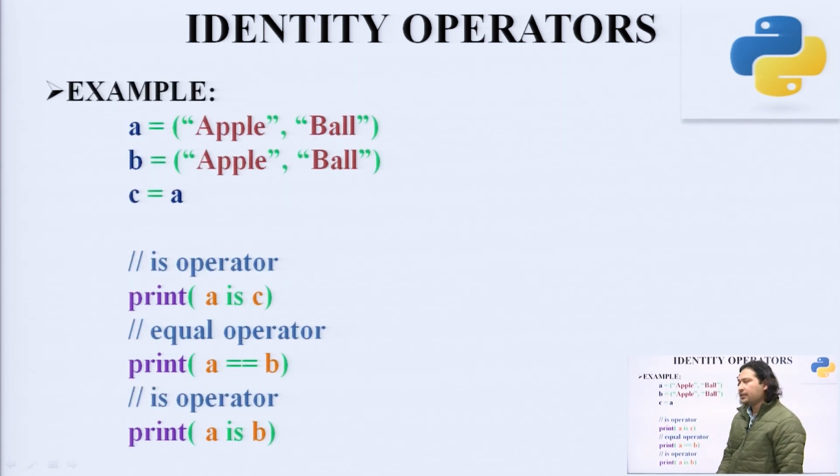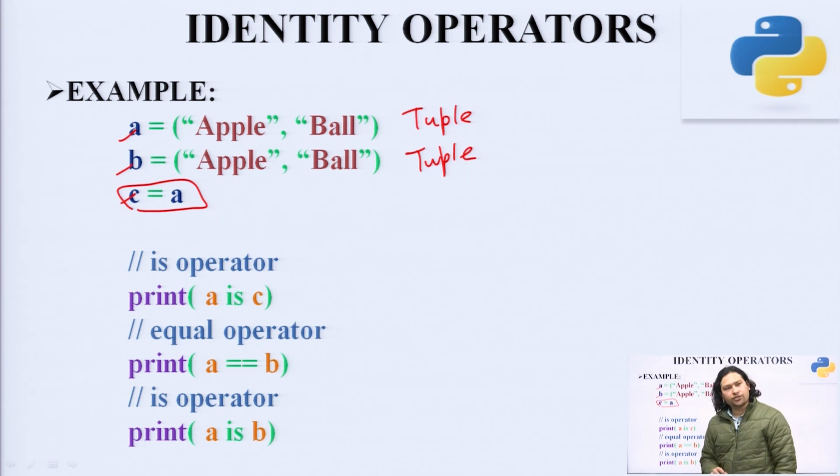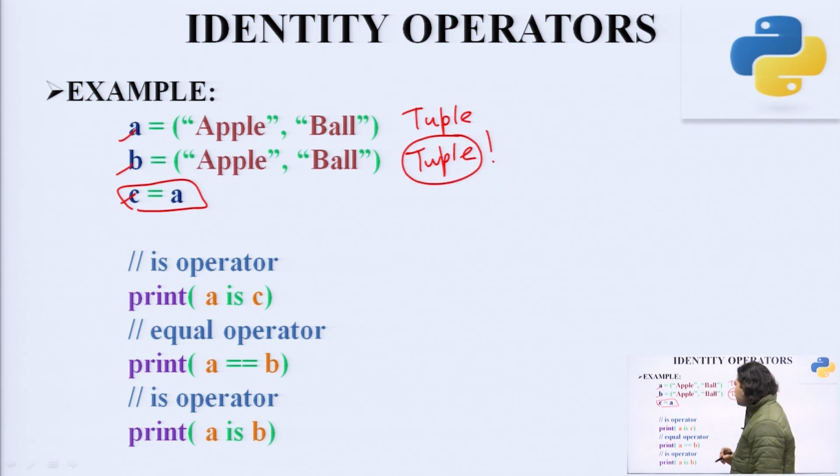Now, here you can see that we have created the three variables a, b, c. The a variable is a tuple data. Similarly, the next data is also a tuple and almost identical to a. That means, a is almost identical to b, and the third, c, is equal to a. So, we have created these three variables, and the three variables have the data type tuple.